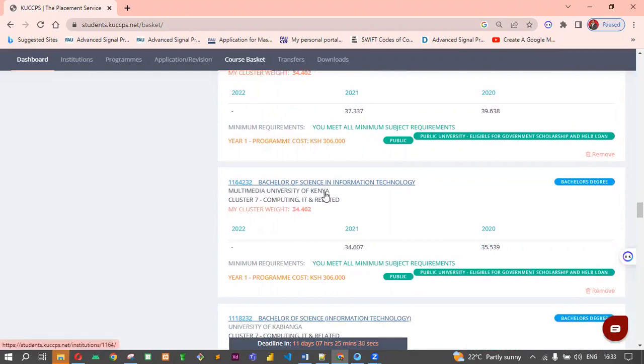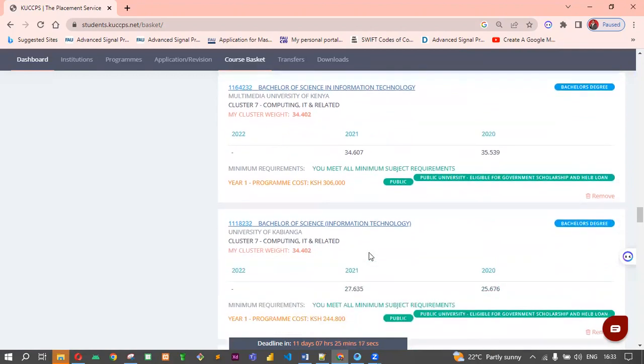So the cluster weights, you can see, is at 4 point something. That's at Multimedia University, which means that you qualify, you'll fit into it. If it's at 4.607 and here it's at 4.402, and then you meet all the minimum requirements, you can easily qualify for it.